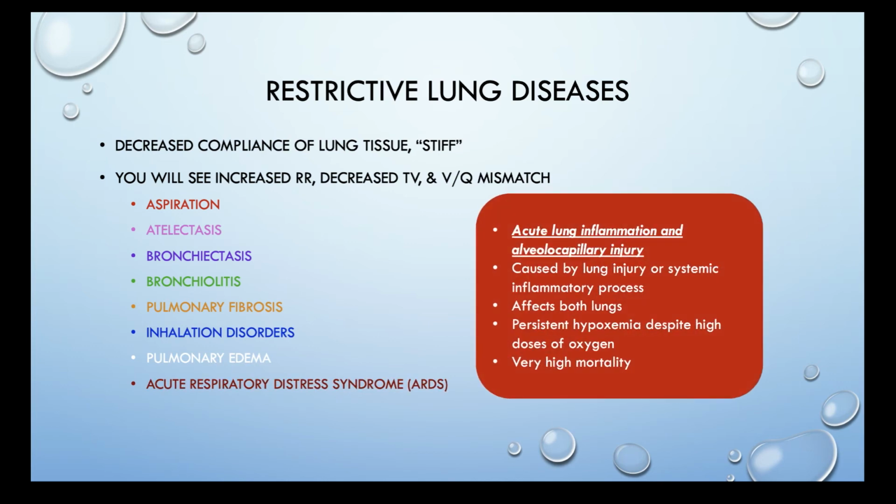acute lung inflammation and alveolo-capillary injury. This is caused by either a lung injury or a systemic inflammatory process. And when I say a lung injury, it could be a lung infection, some type of insult to the lungs where you end up with this huge inflammatory process that goes on. And it could also be from an autoimmune issue as well. It affects both lungs. So if somebody's got something going on in only one lung, like a pneumonia, if you were to look at a chest x-ray and only one lung looks bad, it's not ARDS.